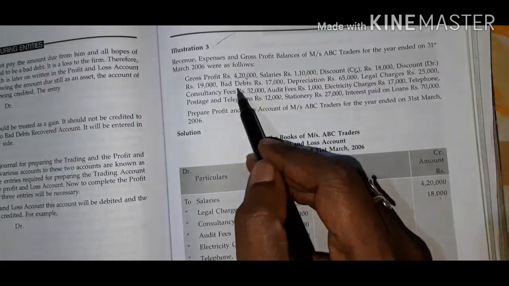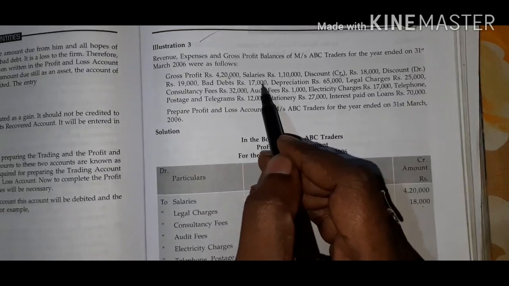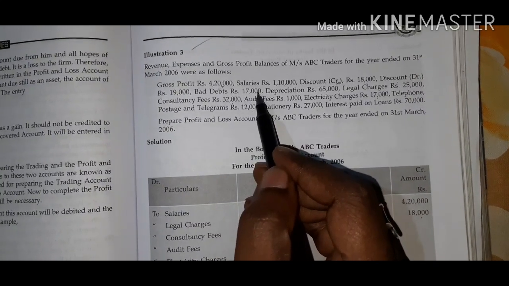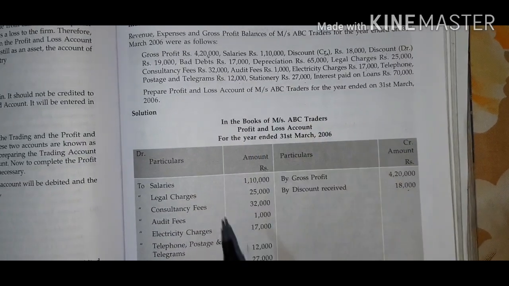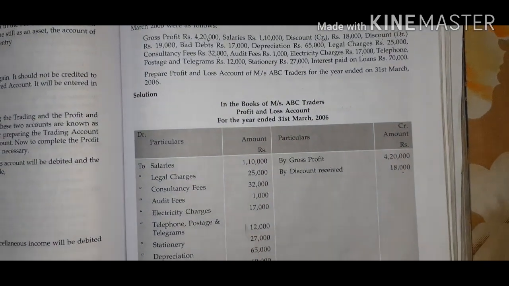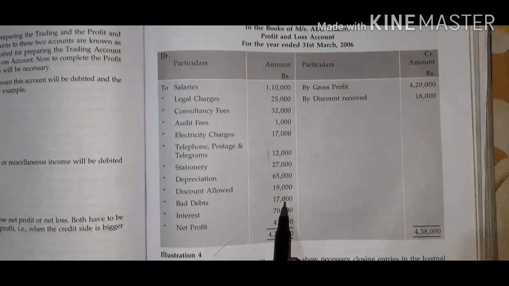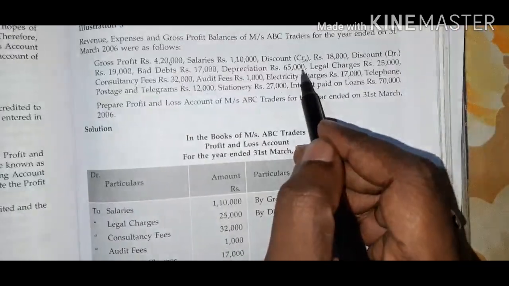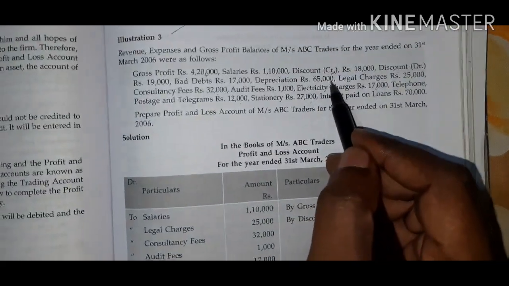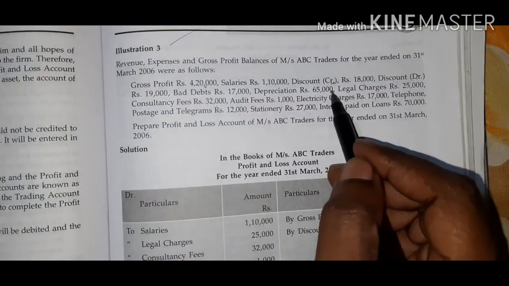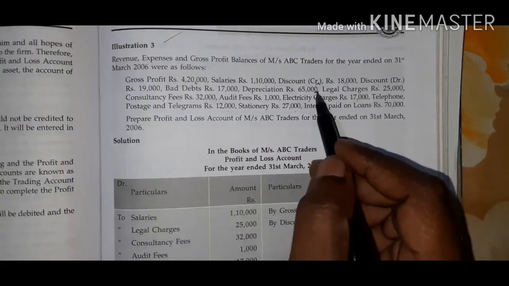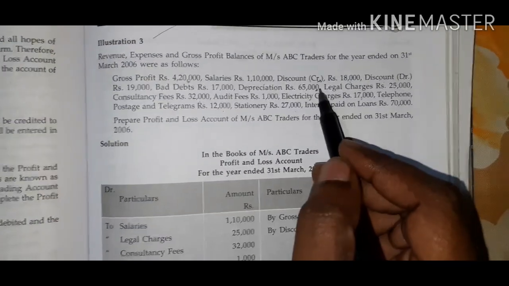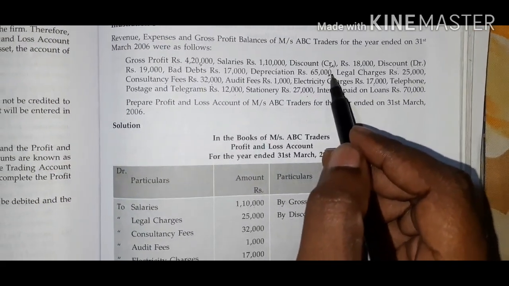Then bad debts. Bad debts is a loss, and if it is a loss, the same is to be debited to P&L account. That is to bad debts 17,000, friends. Then depreciation rupees 65,000. Depreciation is a non-cash operating expenditure. All indirect expenses we have to debit to P&L account. Since depreciation is a non-cash operating expenditure, the same is to be debited to P&L account.